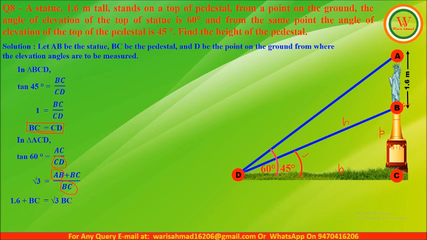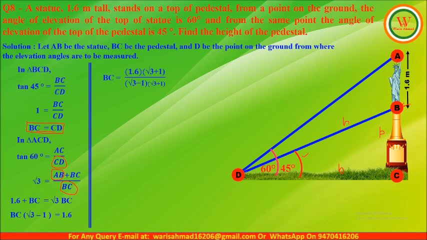After that we can solve for BC. Then BC into root 3 minus 1 equals 1.6. And finally BC will be equal to 1.6 upon root 3 minus 1. After that we have to rationalize this denominator. In the denominator we have root 3 minus 1, so we multiply by root 3 plus 1 in the numerator and root 3 plus 1 in the denominator.